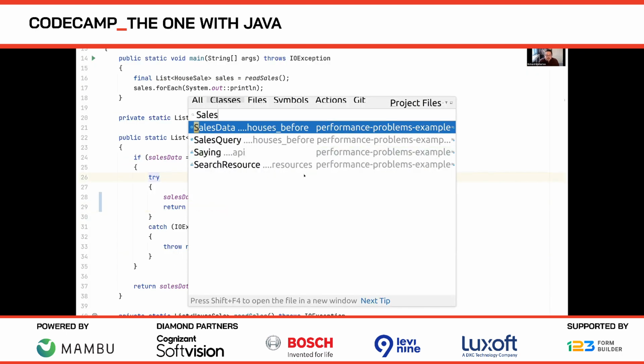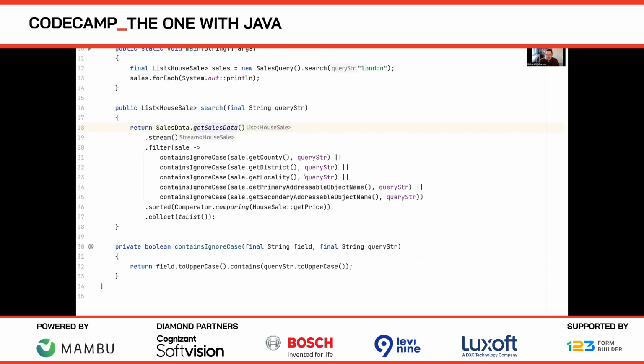If I go to that sales query method, this is our query code. We stream the data and we do a filter on it to implement our query string. We've got a big contains ignore case here, and we can see the way contains ignore case is implemented is a simple, naive approach: uppercase the field, uppercase the query string, and then do a contains. Fair enough.